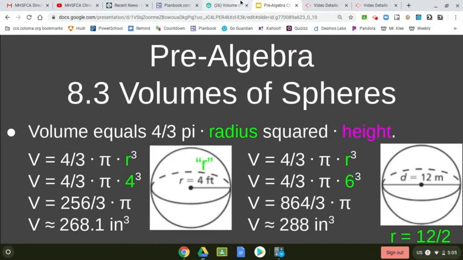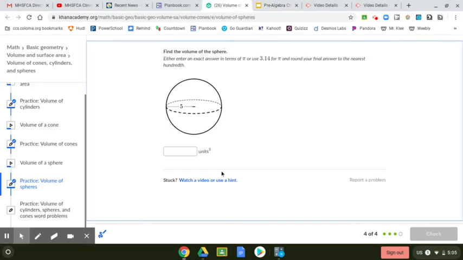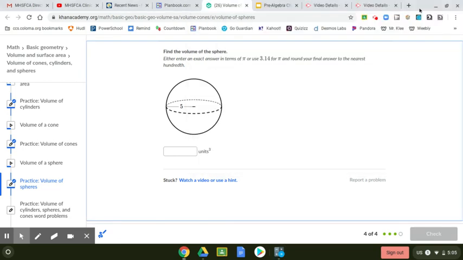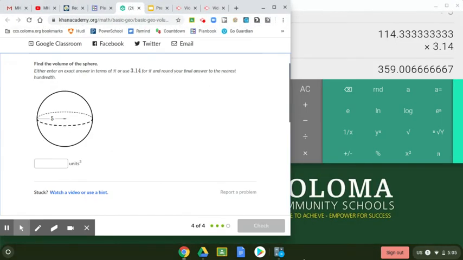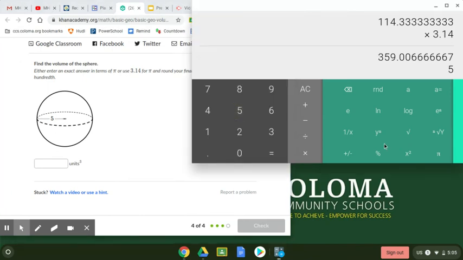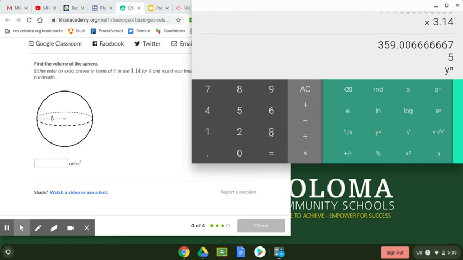So now when we go to Khan Academy, I've got 5, and we'll split screen this like we've been doing on other ones. I've got 5, and I need to cube it. So 5, and I can hit the Y to the X button on these calculators. There might be an X cubed button on your phone calculator if you're using that. You get 125, and then that needs to be multiplied by 4, the 4/3 part.